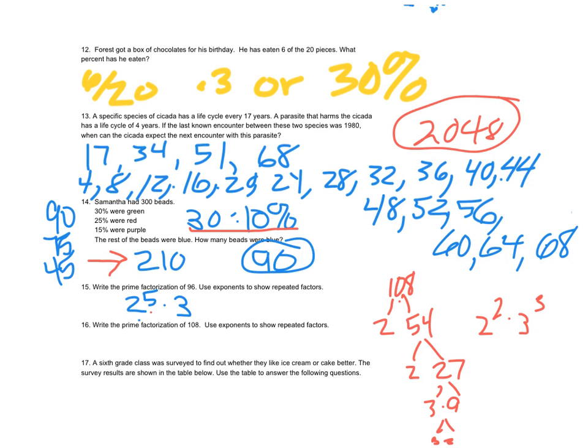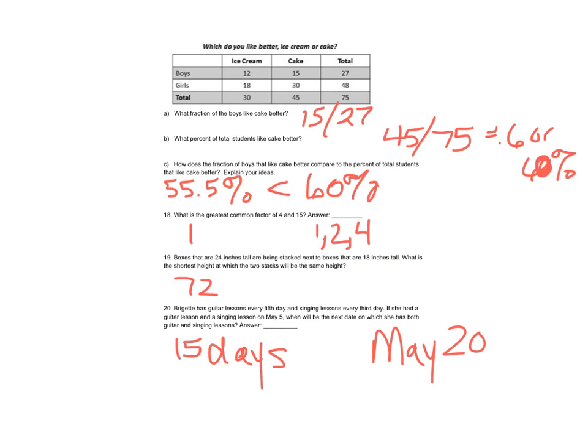All right, let's take a look at this last section of problems. So what fraction of the boys like cake better? So you have to look at this up here with cake for the boys and the total number of boys. So that's 15/27. Okay. Then you've got to look down at, for the next one, what percent of total students.